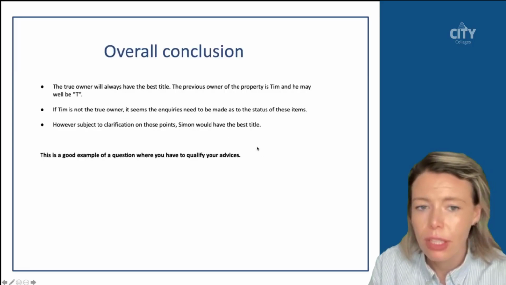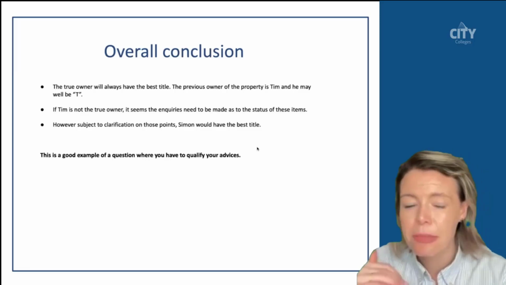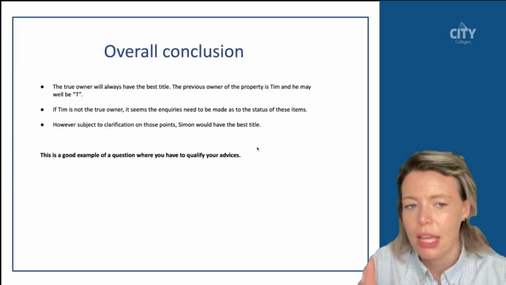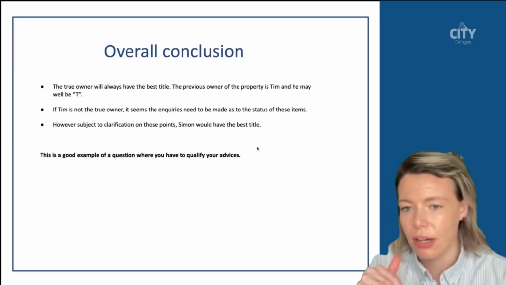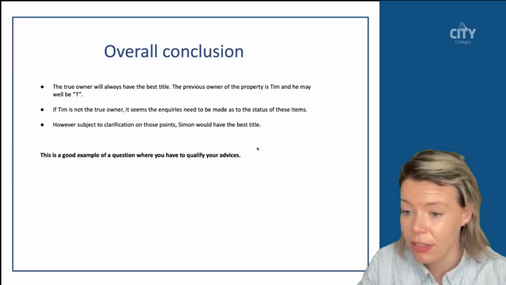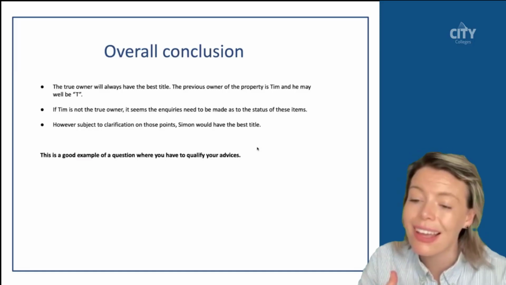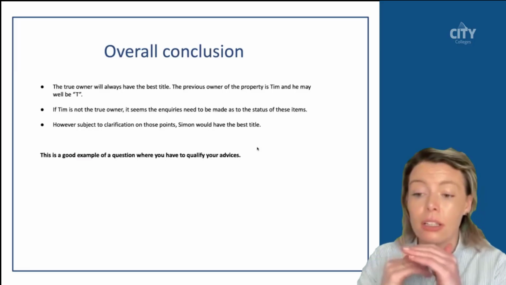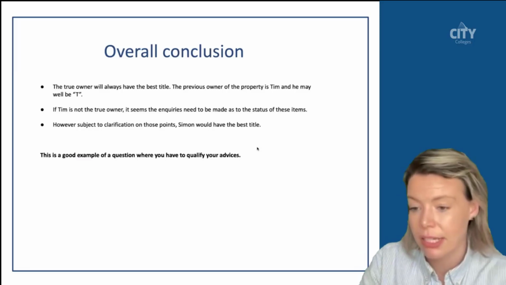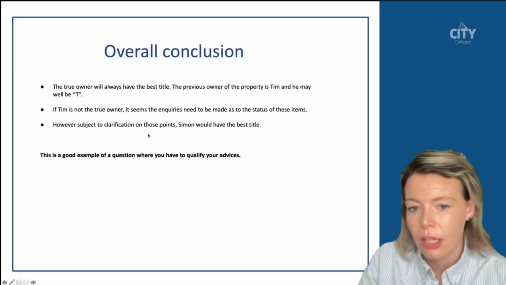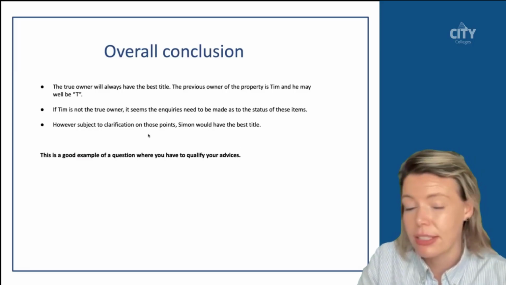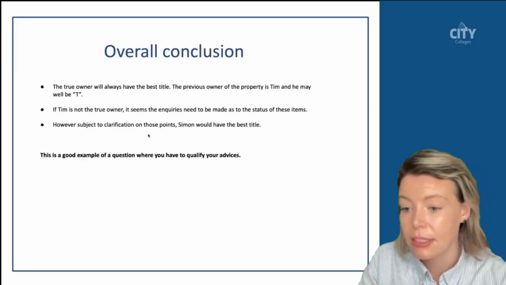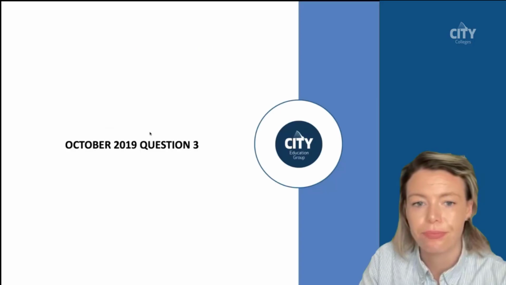Okay, so in your overall conclusion, don't forget you have to provide an overall conclusion. You must ascertain if the true owner is forthcoming. If Tim is not the owner of the item, you need to make inquiries into the status of the item. Is it one of national importance? If the answer is no, it's most likely the item will be found on the land, not under the land, and our client has the best title. So this is, as I've said in the slides, a very good example of how you'd have to qualify your advices. It is okay to go back to the client and say, I need clarification on this.